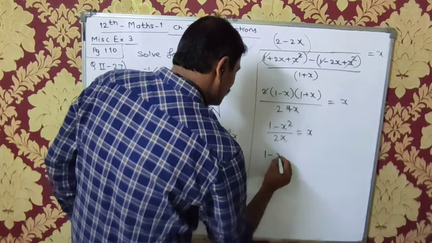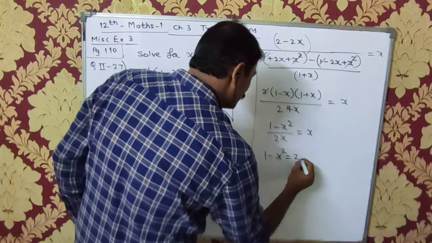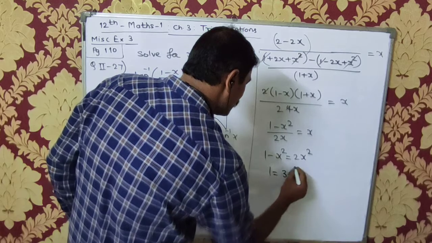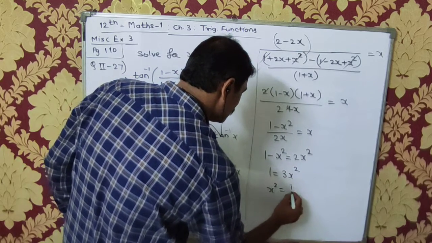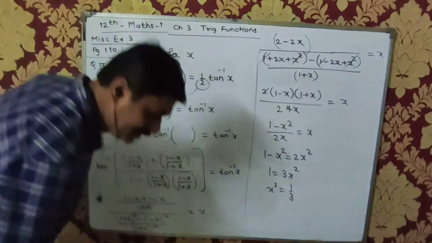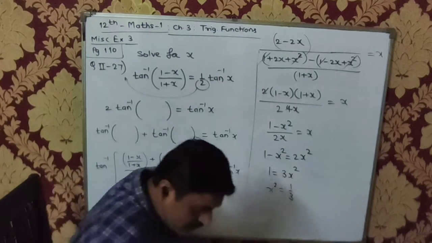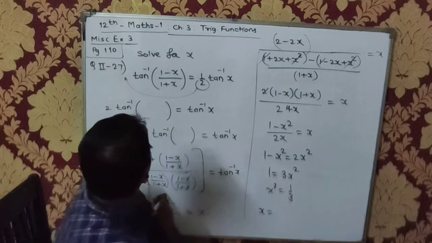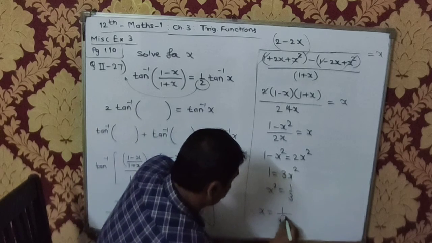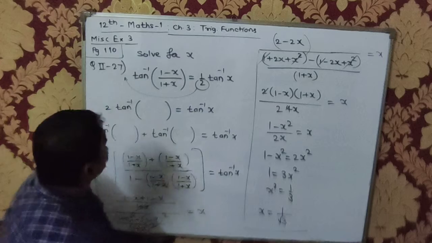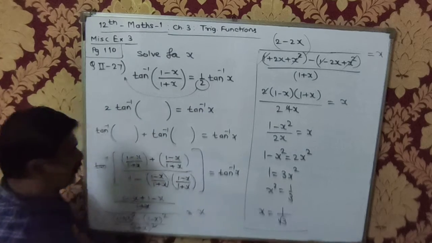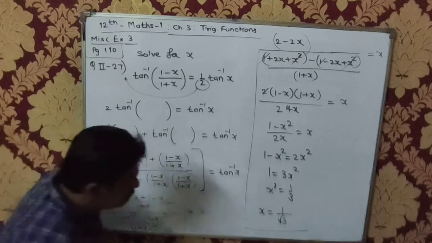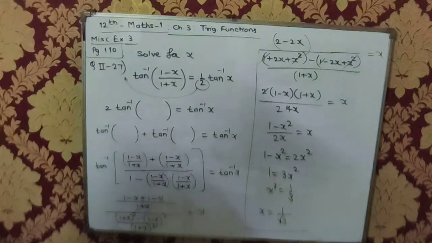So this is 1 minus x square is equal to 2x square. मतलब 1 is equal to 3x square, and therefore x square is equal to 1 by 3, and therefore x is equal to 1 upon 3. X is equal to 1 upon 3. Or else I can say plus or minus 1 upon 3. Well, that's the answer. Check.